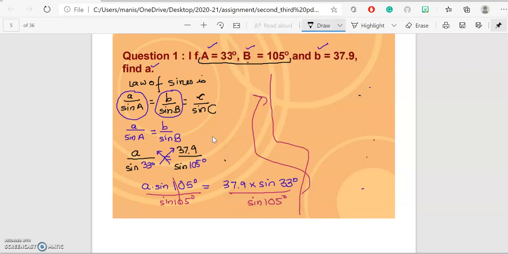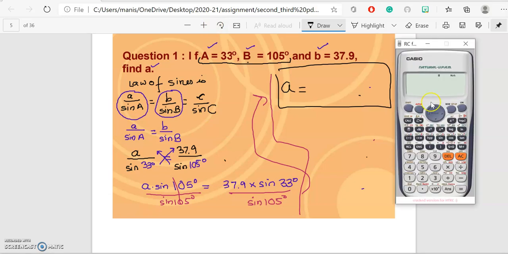So now what you will do is you will type this entire ratio in the calculator to find your answer. So this is my calculator over here. I will use the fraction button. This is 37.9 times sine. So this is my sine 33, and make sure you delete 33. Make sure you close the parenthesis, that's very important, divided by sine, or it will give you answer as error.